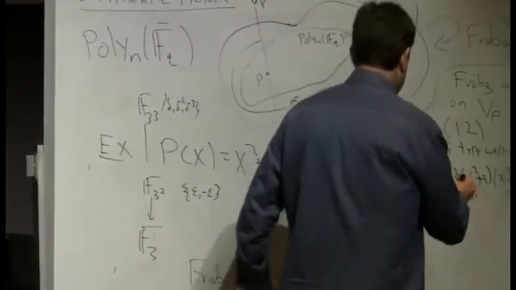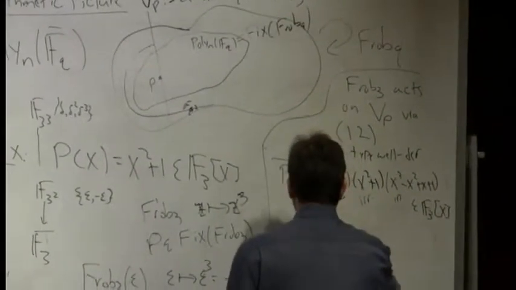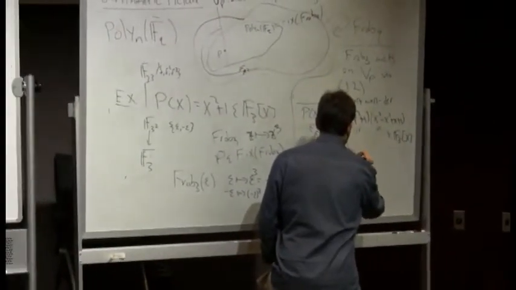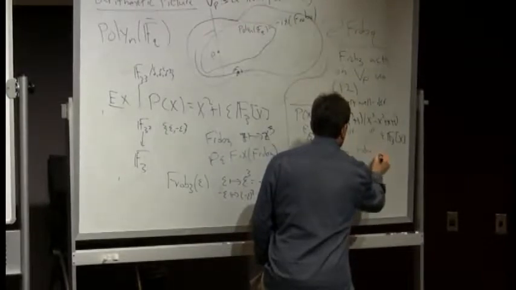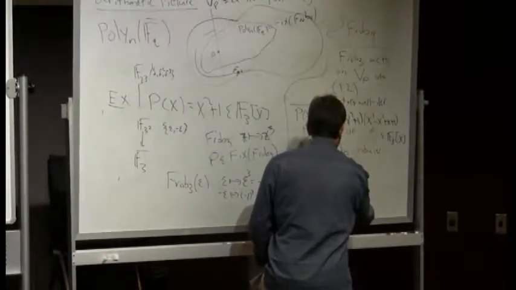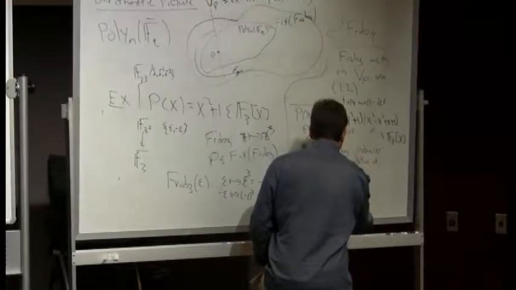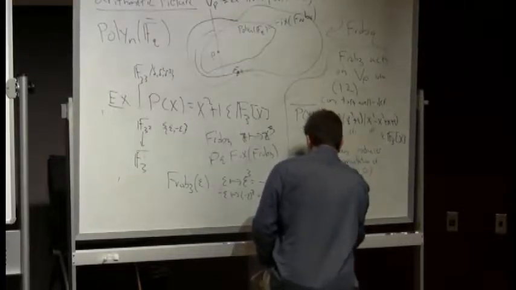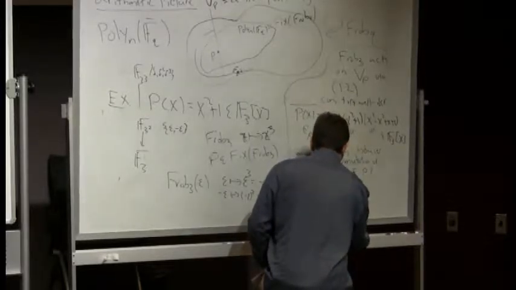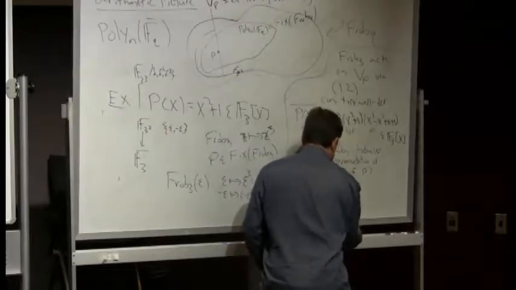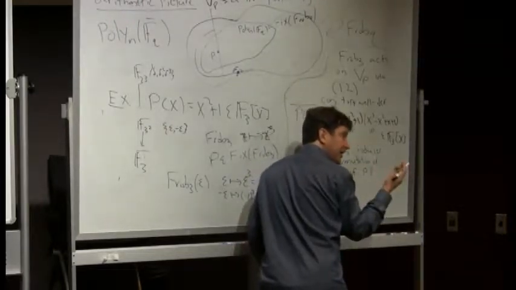And so here what's happening is that Frobenius induces a permutation of the set of roots of P. I'm going to call this from now on the permutation you get from Frobenius. I'm going to call it sigma sub P, where P is the polynomial. It's just a permutation of n elements.